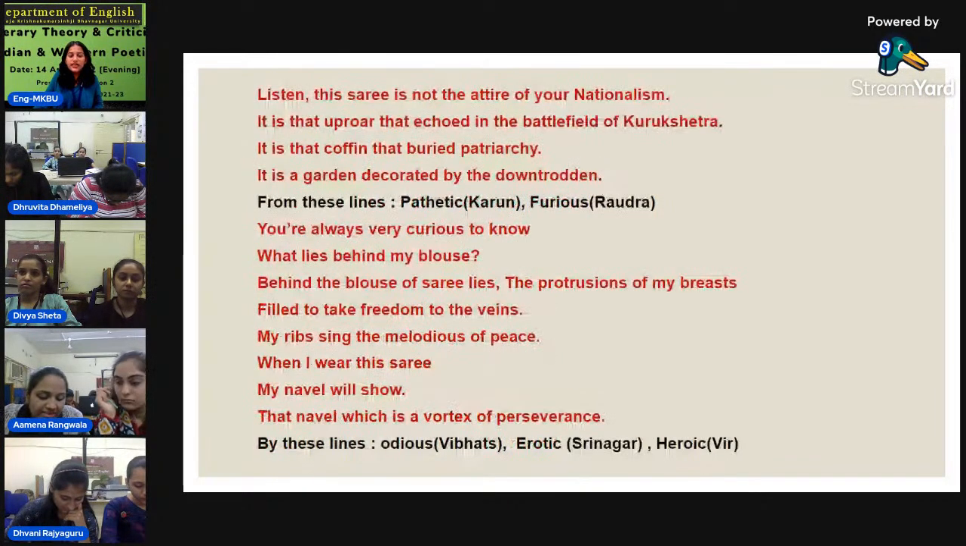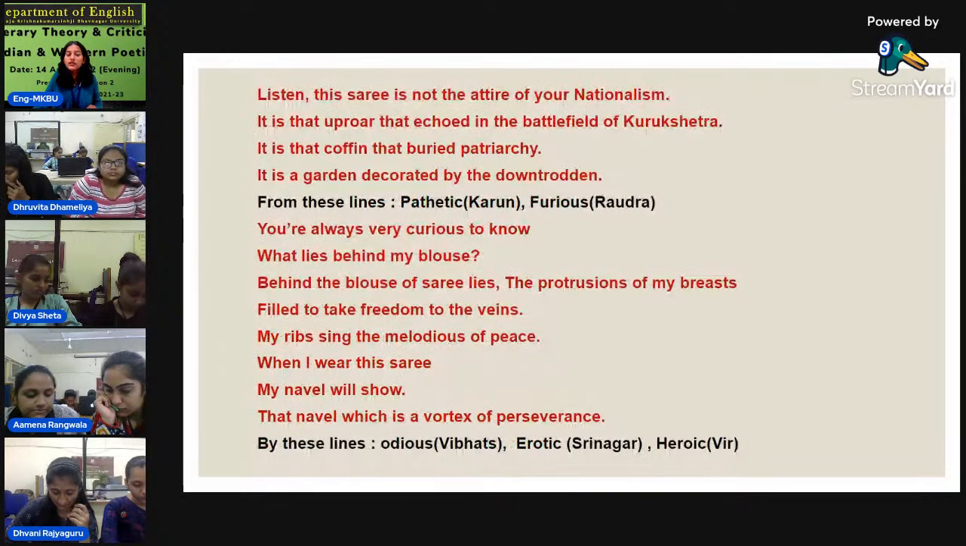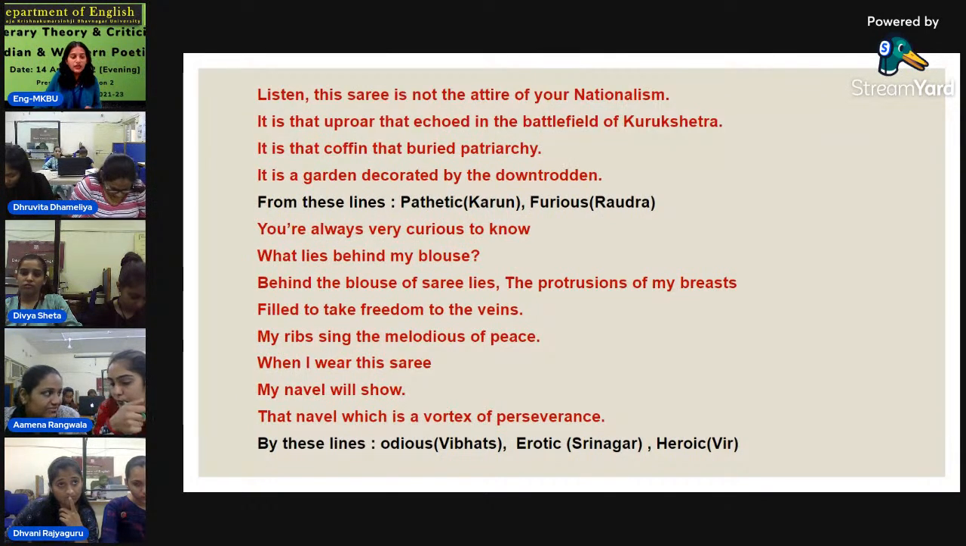Listen, this sari is not the attire of your nationalism. It is that uproar that echoed in the battlefield of Kurukshetra. It is that coffin that buried patriarchy. It is a garden decorated by the downtrodden. Then these lines contain the Karuna rasa and Raudra rasa.